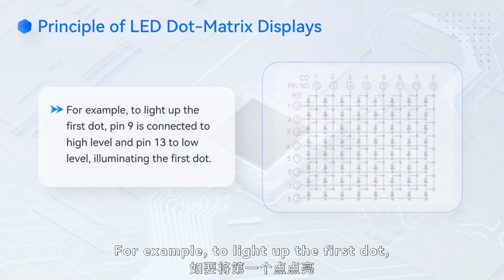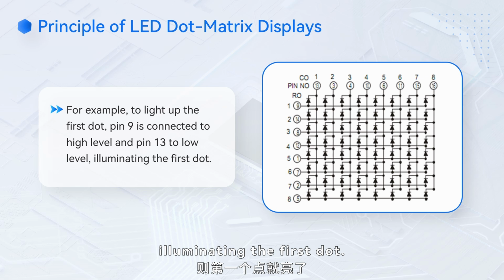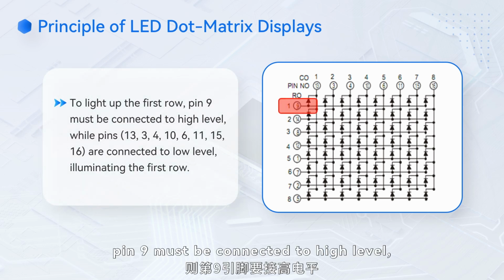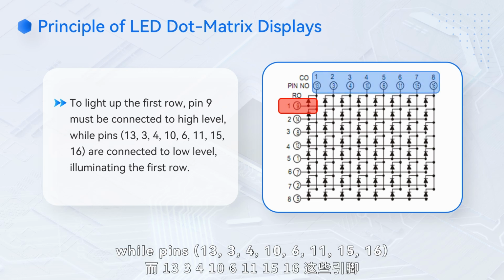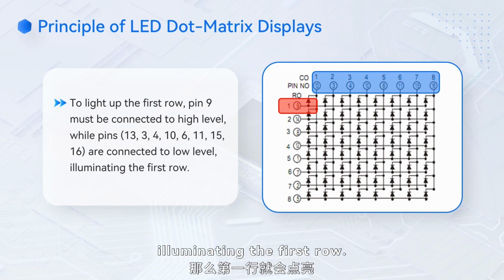For example, to light up the first dot, pin 9 is connected to high level and pin 13 to low level, illuminating the first dot. To light up the first row, pin 9 must be connected to high level, while pins 13, 3, 4, 10, 6, 11, 15, 16 are connected to low level, illuminating the first row.